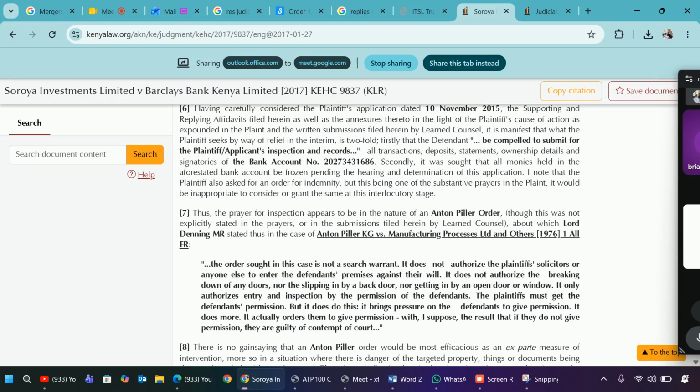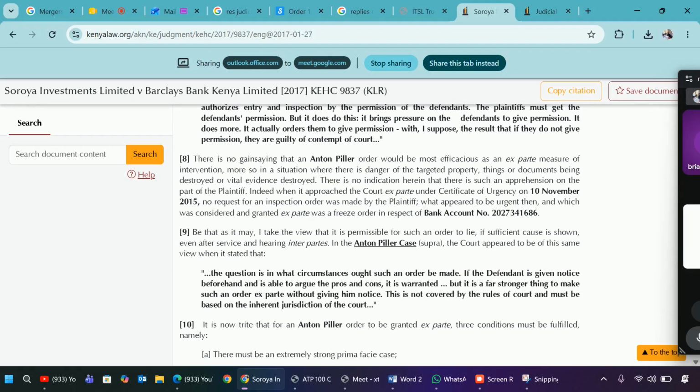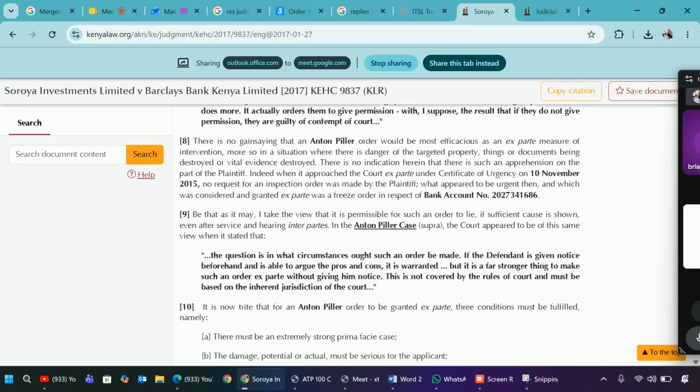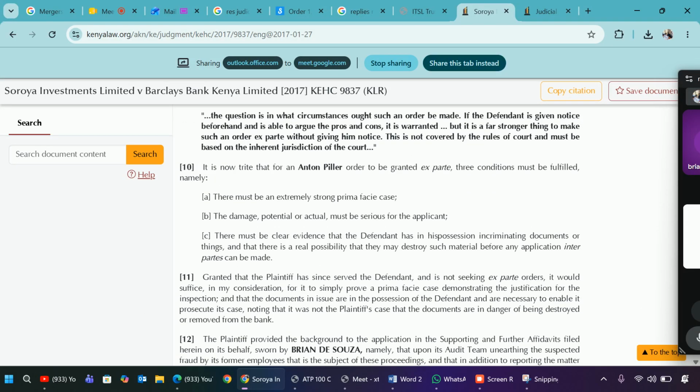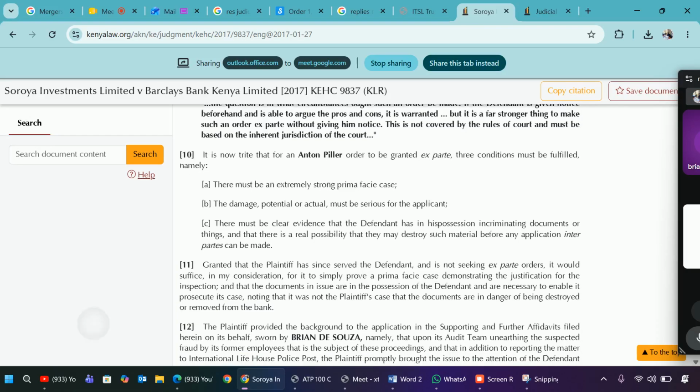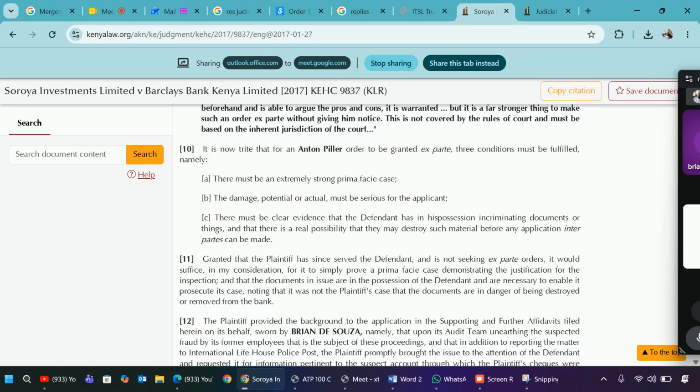It is now held that for an Anton Piller order to be granted ex parte, three conditions must be fulfilled. If the examiner fails to see these conditions, you fail. There must be an extremely strong prima facie case. This being borrowed from Soroya Investments Limited versus Barclays Bank Kenya Limited 2017.